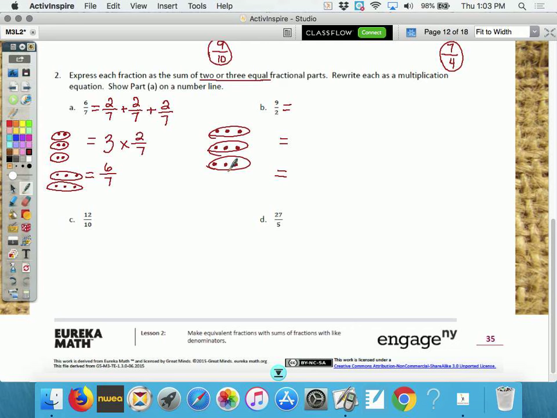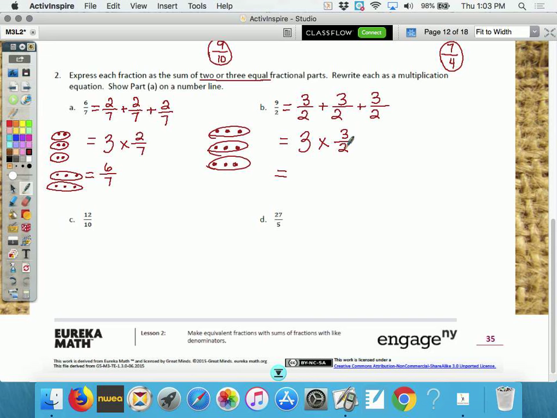Okay. So now, all I have to do is separate my 9. And what did I say it's going to be? 3 plus 3 plus 3. Does my denominator even matter right now? Nope. All we're doing is repeated addition of the numerator. So how many copies of 3/2 do I have? 3 copies of.